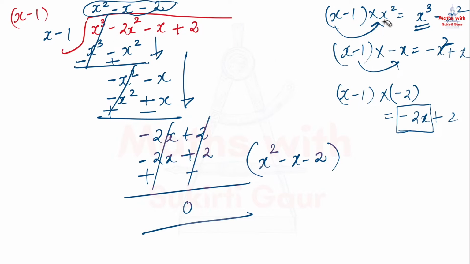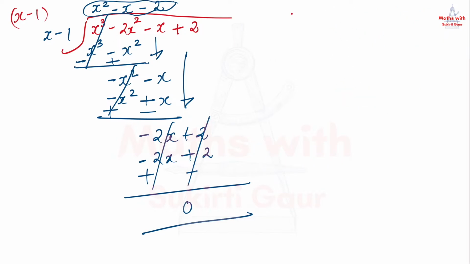So here I will erase this part. We will write it here, x square minus x minus 2, factorizing it more with the help of splitting the middle term method. What we do in splitting the middle term, our first step is to multiply the first term with the last term. So x square is our first term and the last term is minus 2. We are getting minus 2x square as the product here.